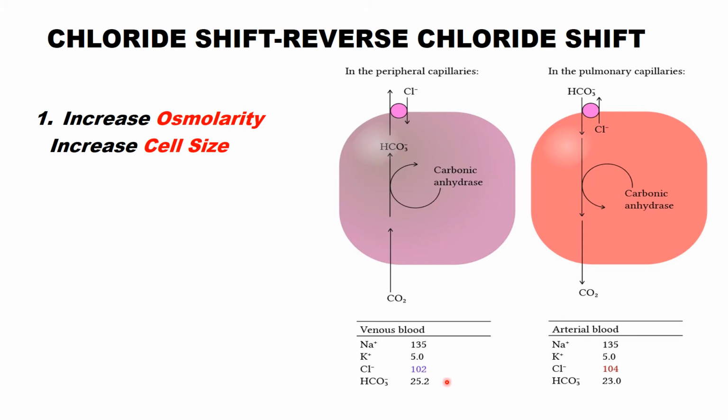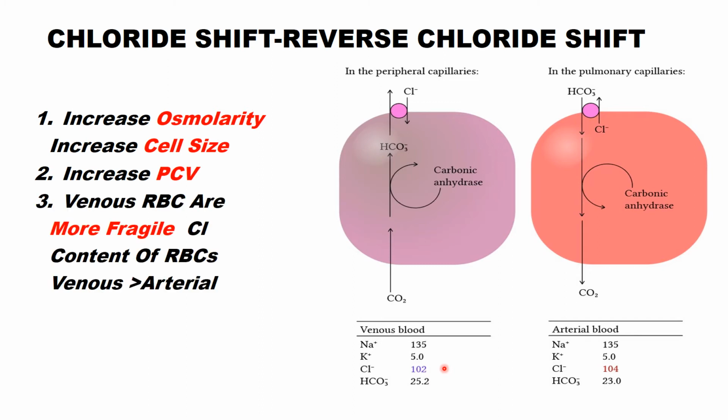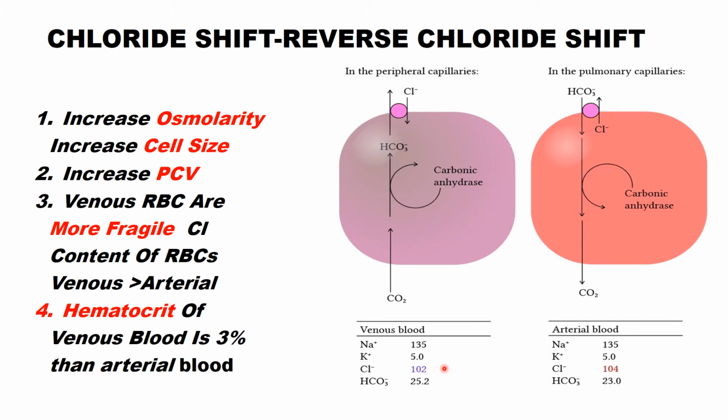Here you can see the venous blood and the arterial blood. The venous blood in the plasma has less chloride as compared to the arterial blood. Why? Because chloride has moved inside the RBC by the phenomenon of chloride shift, and bicarbonate, you can see, has increased. So there is exchange of bicarbonate for the chloride, and chloride has moved into the RBC, causing the increased number of ions, increased osmolarity, and increase in cell size.